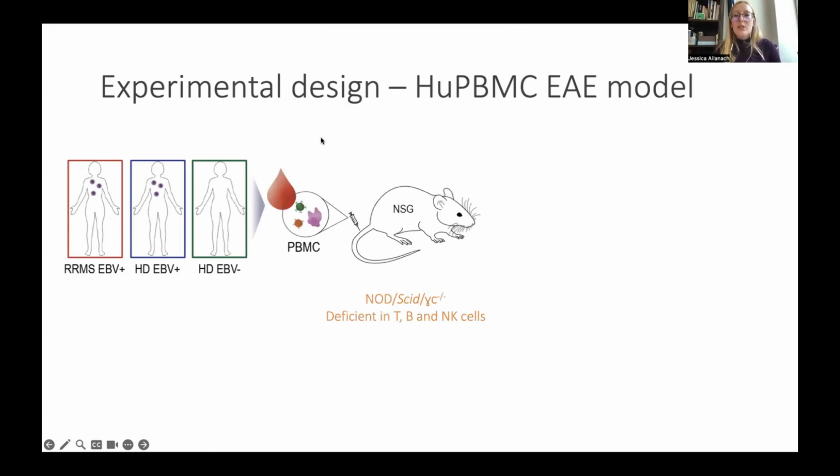We then isolate total peripheral blood mononuclear cells from their blood samples. We inject those into NSG mice, which are NOD-SCID gamma. These mice are severely immune compromised. They can't make their own T cells or B cells, and they also do not form functional NK cells. So they engraft quite efficiently with human donor cells.